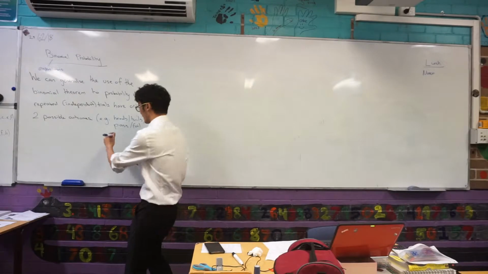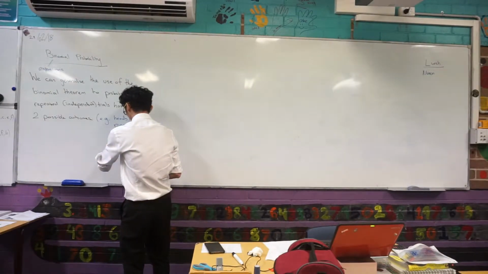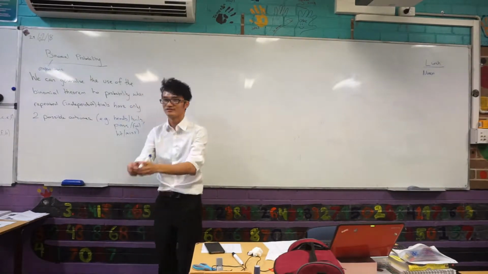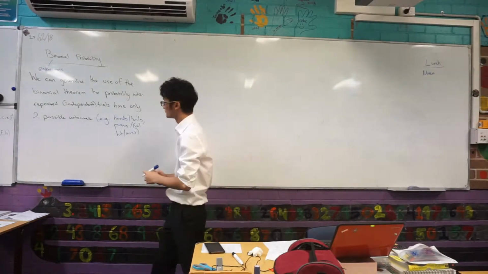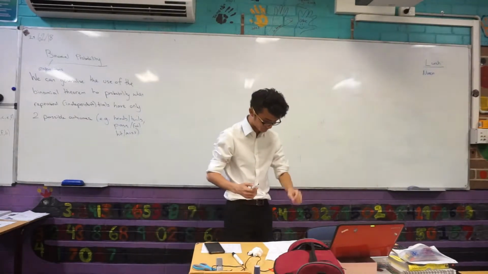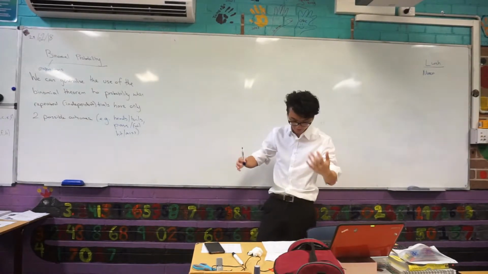One thing you might have is hit or miss, if you're firing an arrow, something like that. You can have a hit or miss situation. Cool. So that's when we can apply this idea of binomial probability.